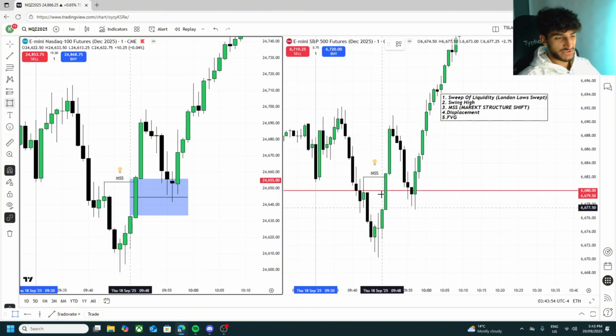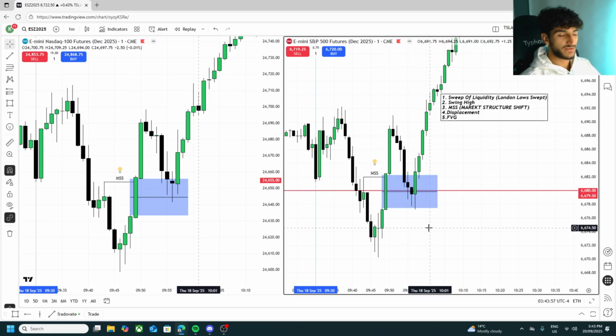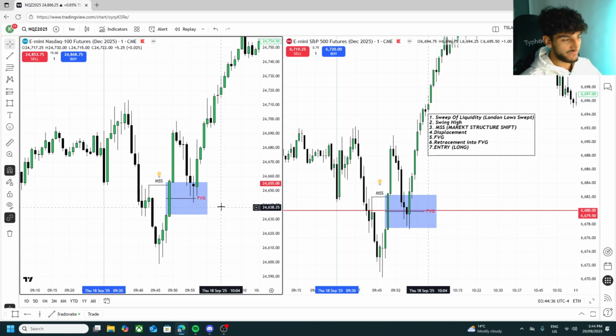Now, if we look on the right hand side on ES here as well, we also do get the same exact fair value gap. Again, this correlation just makes it much better and a higher probability trade, putting it in the A+ category of a trade. So number 6 I'm looking for is a retracement into that fair value gap. And that's where my entry point is going to be to go long.